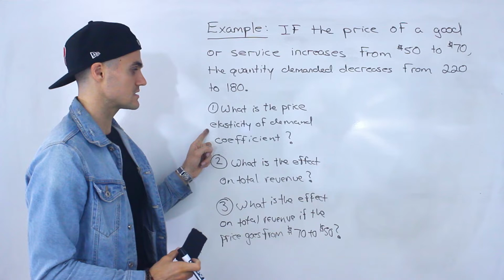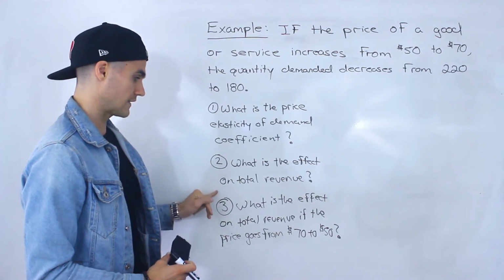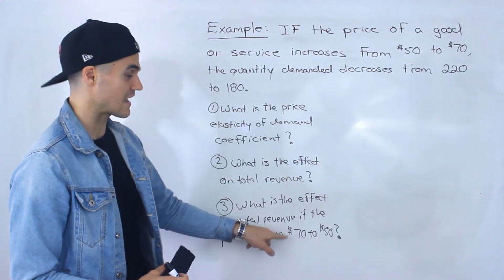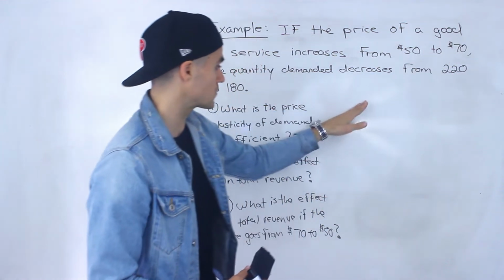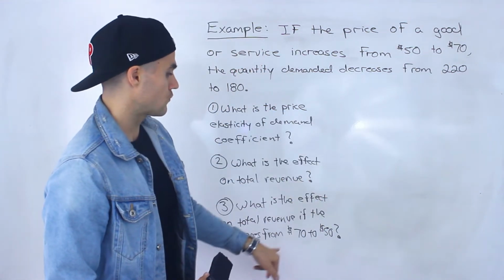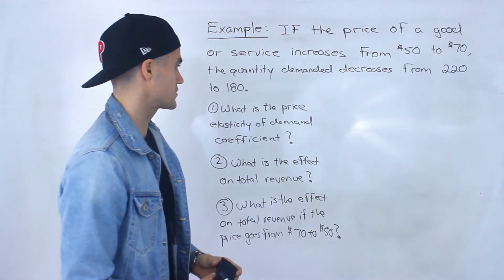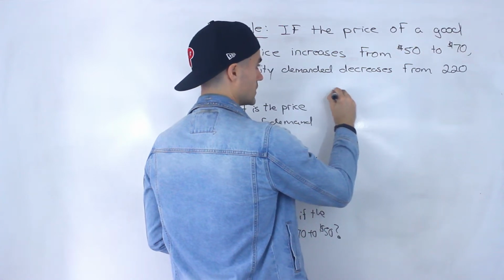What is the price elasticity of demand coefficient? Number two, what is the effect on total revenue? And then number three, what is the effect on total revenue if the price goes from 70 to 50? So instead of going from 50 to 70, like we're doing here in questions 1 and 2, we're going to go from 70 to 50 in question 3. So starting with number 1, price elasticity of demand coefficient.